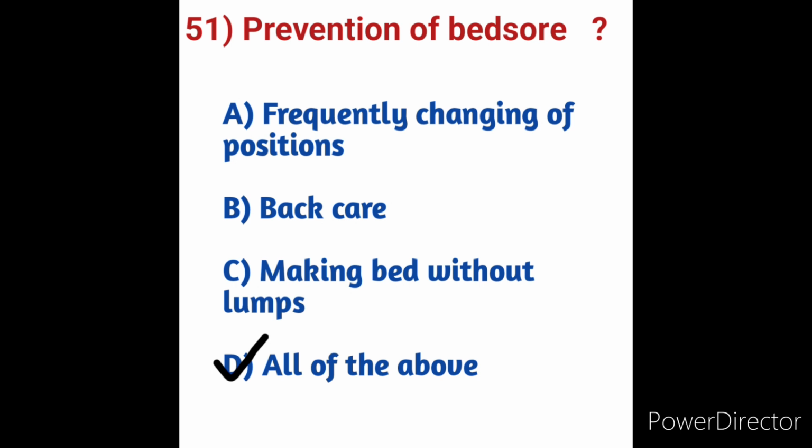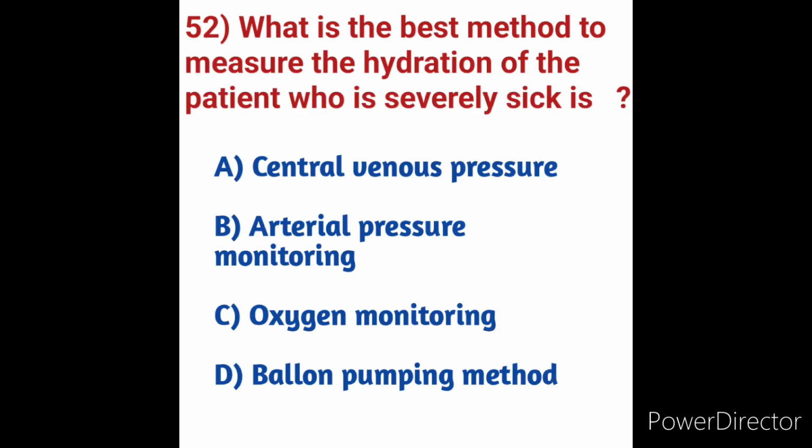Next we will move on to question number 52. What is the best method to measure the hydration of the patient who is severely sick? How can we identify the hydration of the patient? What is the method we can use for the identification of the hydration of the patient who is severely sick? We will see the options first. Option A, central venous pressure. Option B, arterial pressure monitoring. Option C, oxygen monitoring. Option D, balloon pumping method.